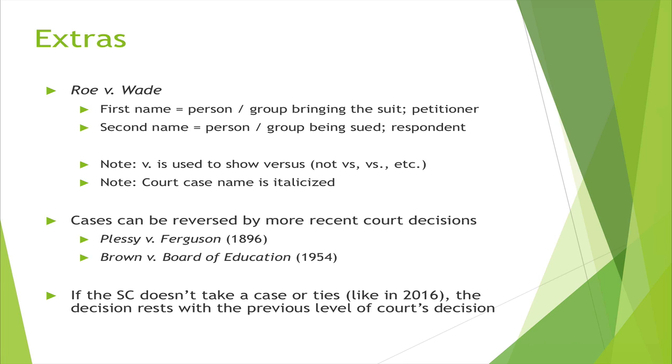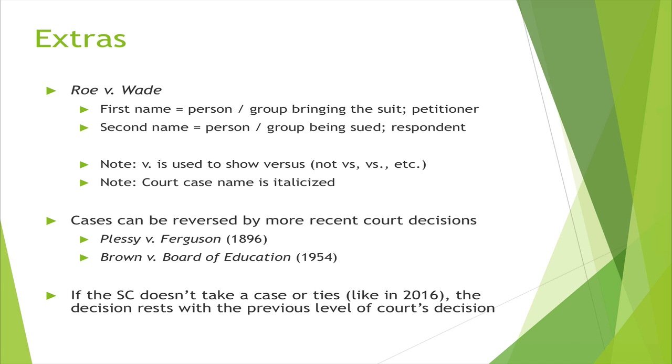So in the case of Roe versus Wade, Jane Roe, which was a fake name assigned to a woman who didn't want to reveal her real name, was suing Wade, who was the district attorney of Dallas, Texas at the time. He was the one representing the government that Roe thought was violating her rights.